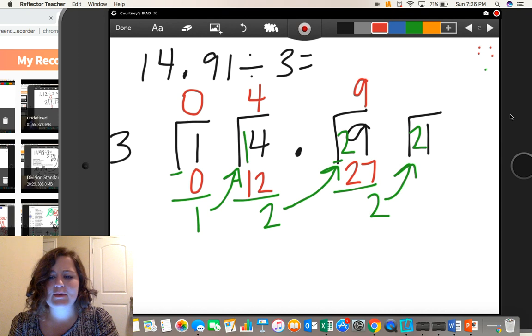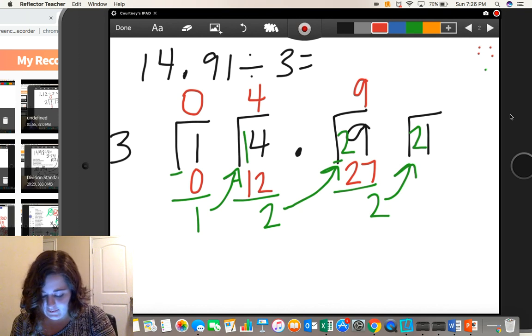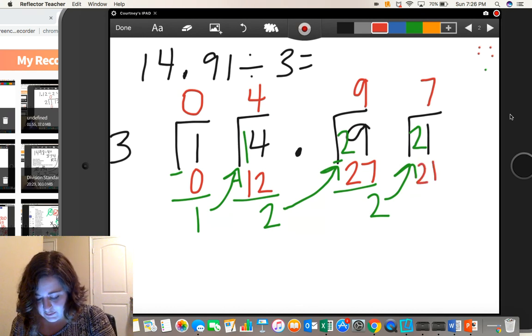3 times 9 was 27, that's too big. 3 times 8 is 24, that's still too big. So 3 times 7 does actually give you exactly 21. So we're going to go with 7. 3 times 7 is 21. After we multiply, we have to subtract. 21 minus 21 is 0.